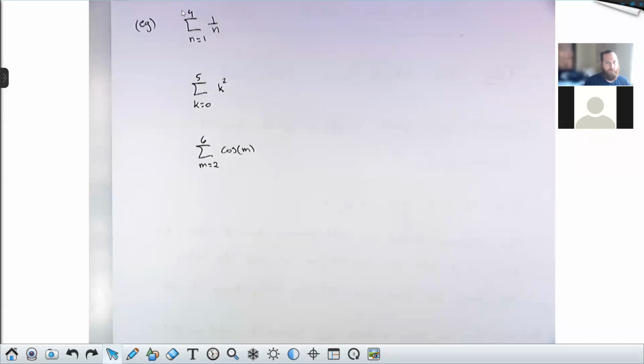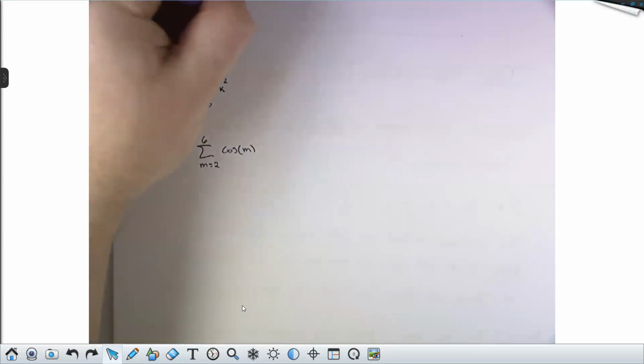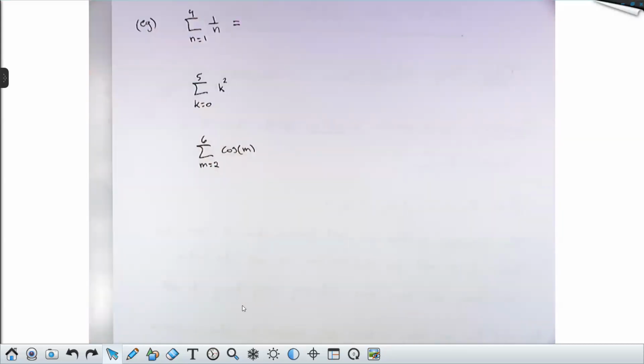So each one of these expressions is a shorthand for a big addition problem. And I just want to write them out. I want to make sure we're comfortable understanding what the sigma thing here means. So let's start with the first guy. How would I begin expanding that out? Does anybody want to help me with this? What is sigma n from 1 to 4 of 1 over n? How would I write that out long form?